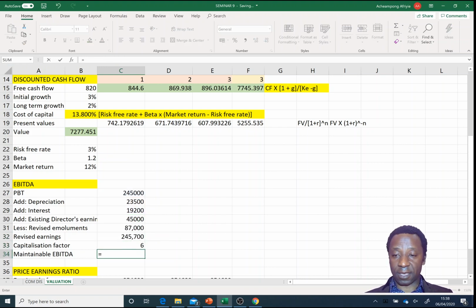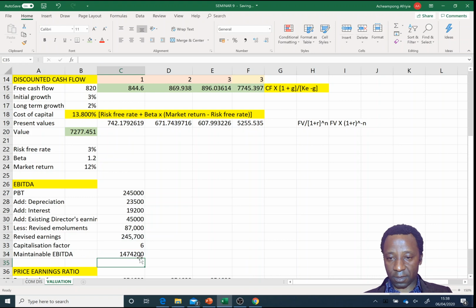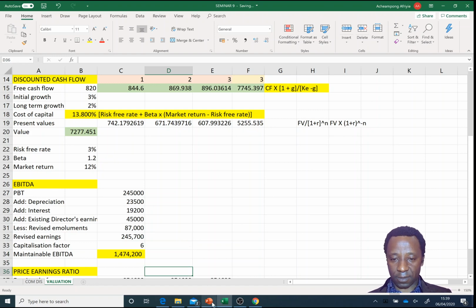And then simply the maintainable EBITDA, that will be the base of value in this term, will be the revised earnings times the factor of 6, isn't it? Of course, the key question is, is 6 right? I mean, usually you would be looking at some trade publications or industry publications or trends in the industry to ascertain if that's a right capitalization rate. But otherwise, that would have given us the value of the firm based on the maintainable earnings. So you can see it's all about being able to calculate the maintainable earnings, adding back the expenses and multiplying by the relevant factor.